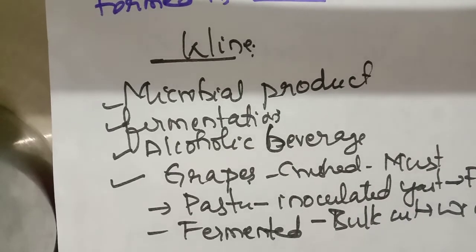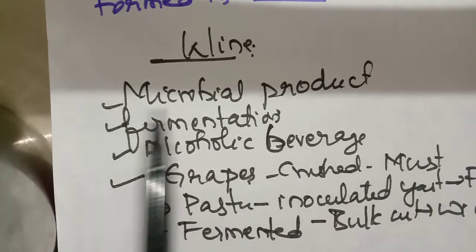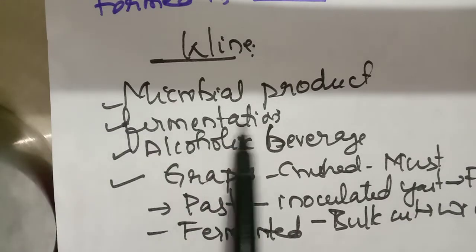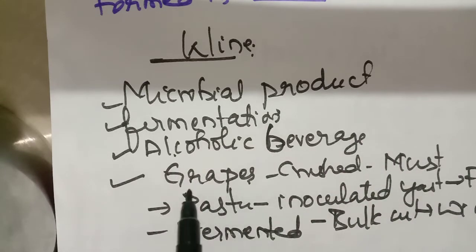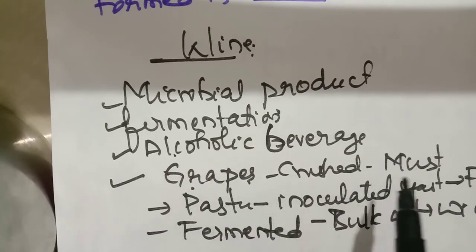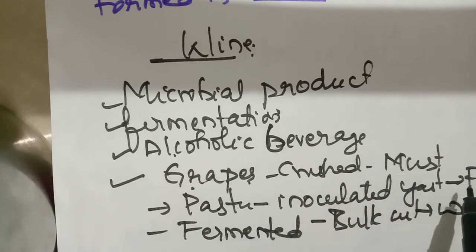So once you identify the wine, you need to write that it's a microbial product of fermentation, and it's basically an alcoholic beverage. And how is it produced? You have to take the grapes, crush them, prepare the must, pasteurize it and inoculate it with the yeast cells. Once you inoculate with the yeast cells, you leave it for fermentation. After fermentation, you add it as a bulk culture and wine will be produced.